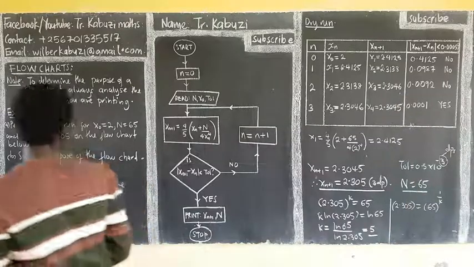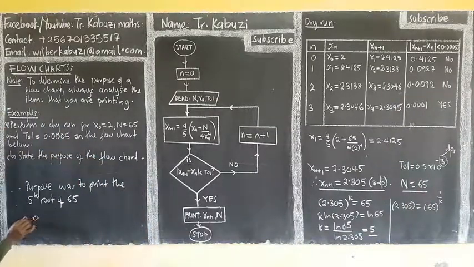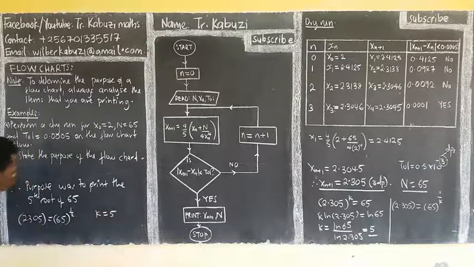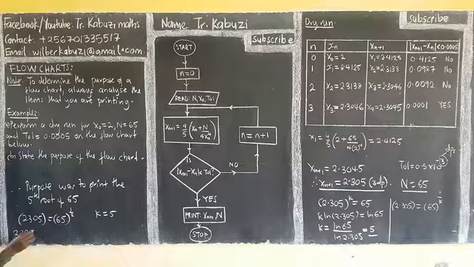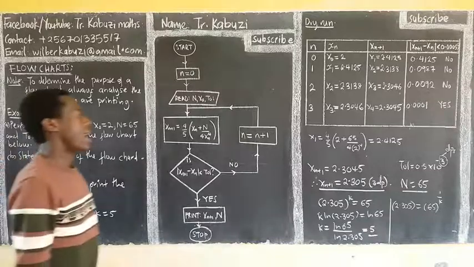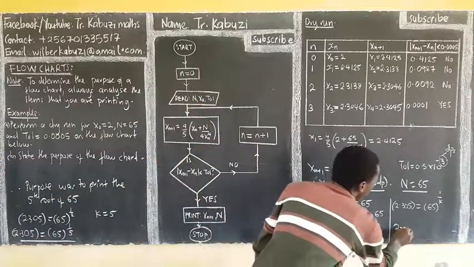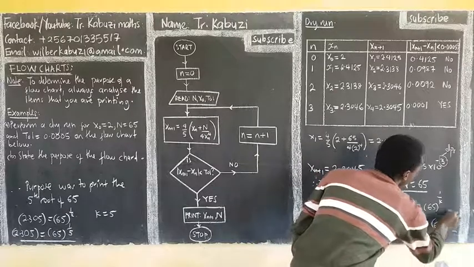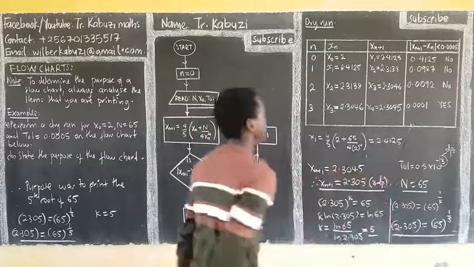I think I can write it here. 2.305 equaling 65 power k. But remember our k is equal to 5. I think you can see. 2.305 will be equal to 65 power 1 over 5. That's where I'm getting the decision from. 2.305. So, as simple as that.